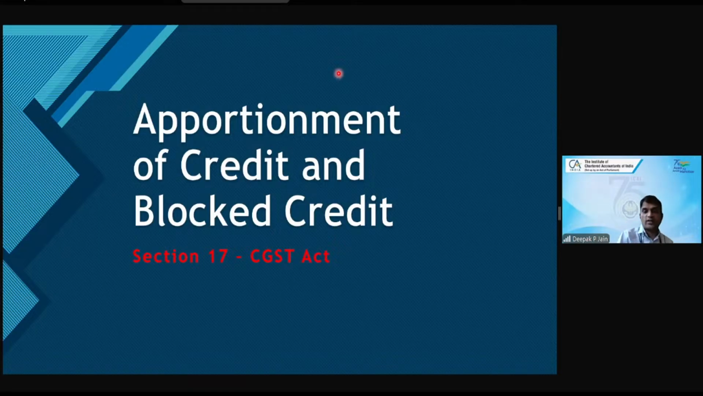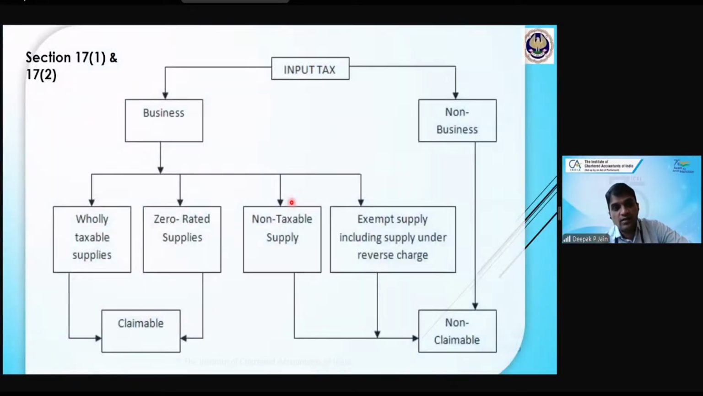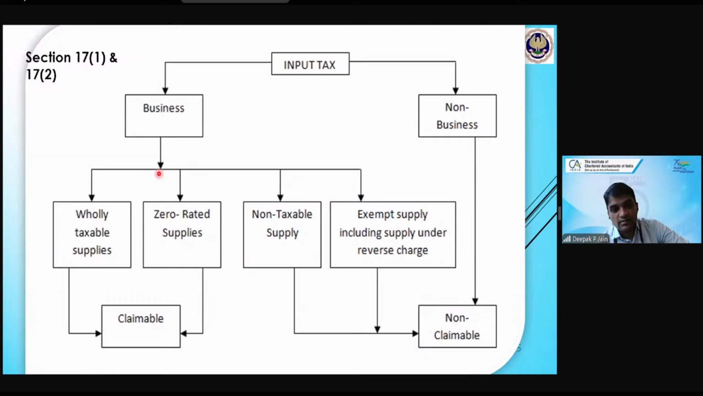Apportionment of credit, section 17, says that if you are using input tax for business, either for wholly taxable supplies or for zero rated supplies, everything is claimable. But if you are claiming for non-taxable supplies or exempt supplies, including supplies under reverse charge mechanism, and for non-business purposes, these three buckets are not claimable. You cannot claim the credit for non-taxable supply, exempt supply, and non-business supply. Clear?